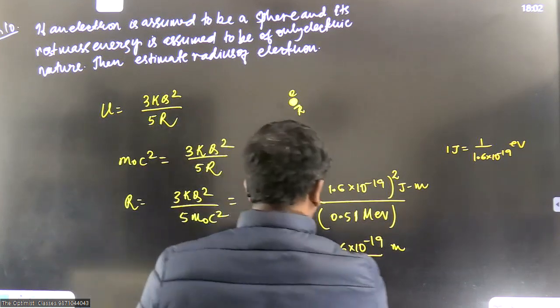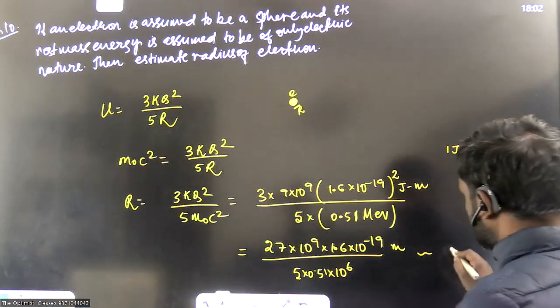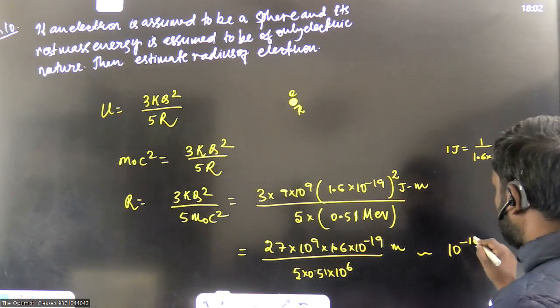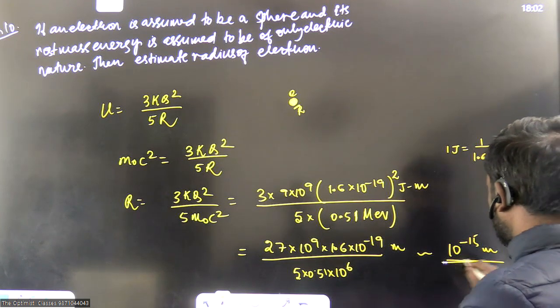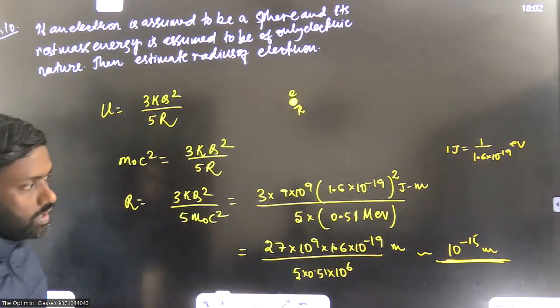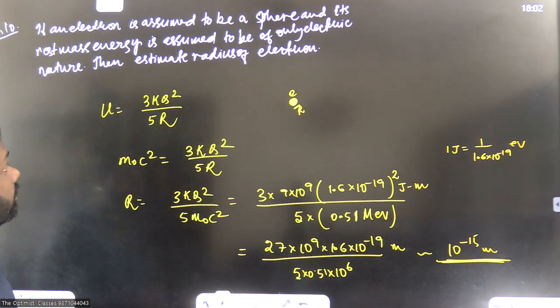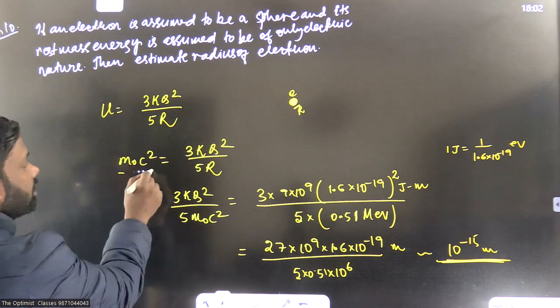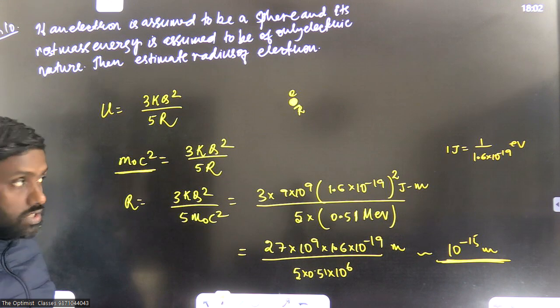Okay, so if you do this calculation, you will get answer of the order of 10 power minus 15 meter, which is actually of the order of radius of nucleus. Okay, so therefore we are not getting a correct answer. So therefore conclusion is that the rest mass energy of electron cannot be only of electrical nature.